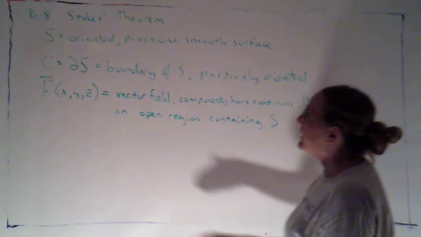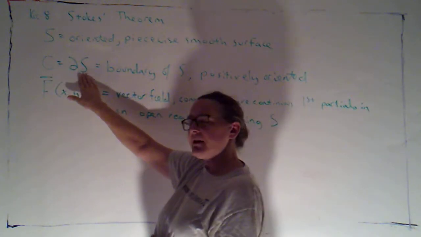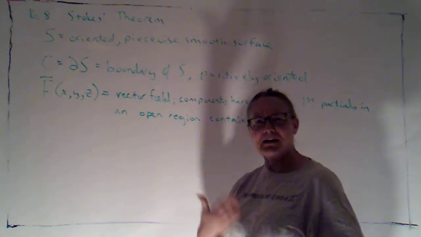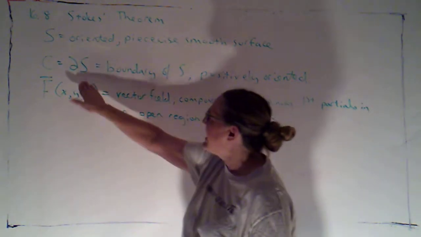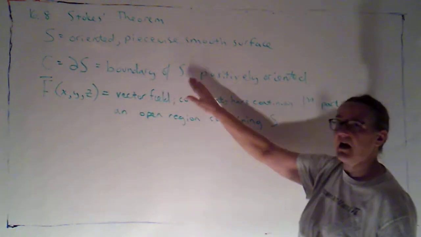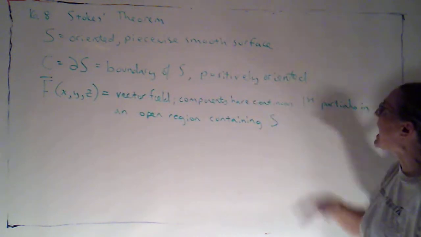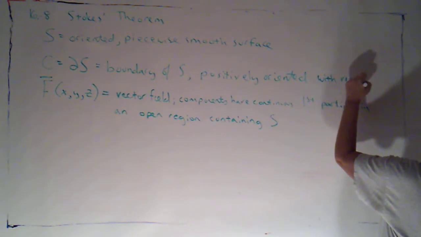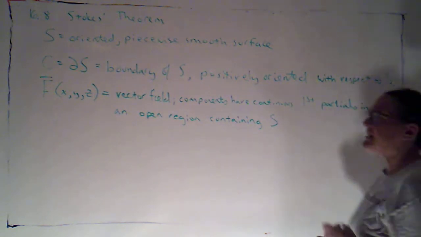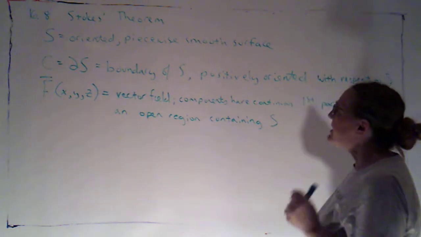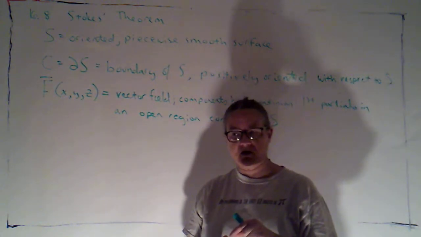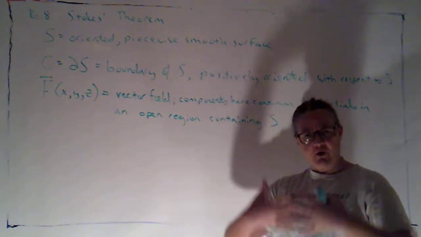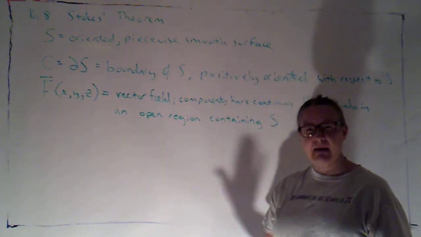Okay. And then we're going to have C, which can be written in this very suggestive way. That looks like a partial derivative sign, but I'm putting it in front of the name of the surface. That actually means that it's the boundary of S. And that's going to be positively oriented. I should probably have said positively oriented with respect to S. Now I need to define what that means, okay? Because we've talked about curves having an orientation, and we've talked about surfaces having an orientation, but we haven't talked about putting those together to make them match up.